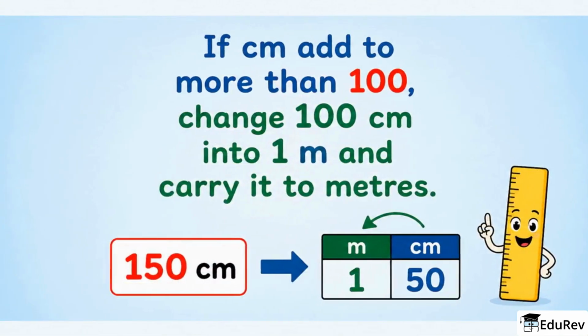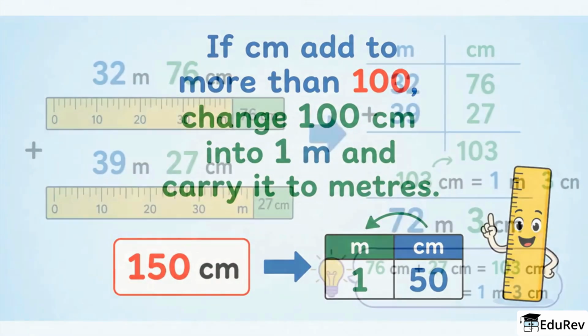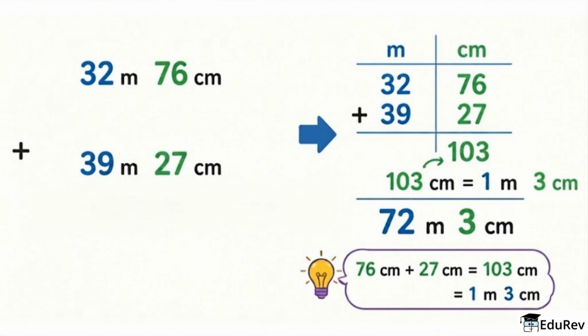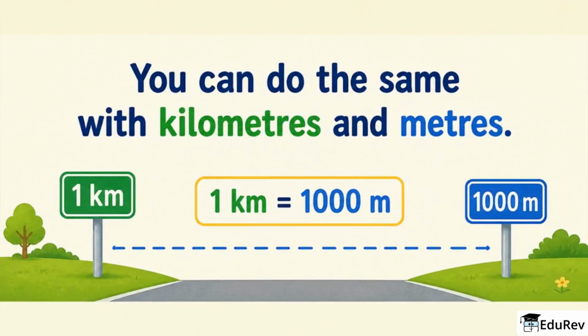If centimeters add to more than 100, change 100 centimeters into 1 meter and carry it to meters. For example, 32 meters 76 centimeters plus 39 meters 27 centimeters gives 72 meters 3 centimeters because 76 plus 27 is 103 centimeters. 103 centimeters equals 1 meter 3 centimeters. So we carry 1 meter to the meter column. You can do the same with kilometers and meters.